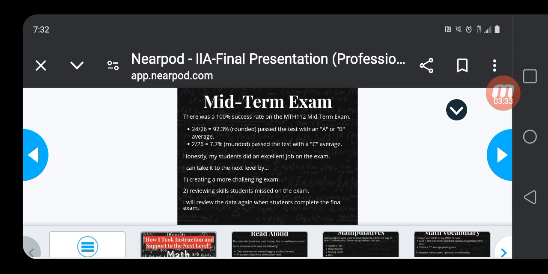On the midterm exam, I did have a 100% success rate. 92.3% passed with an A or a B. 7.7% passed with a C average. Honestly, I thought they did an excellent job. But some ways I can take it to the next level is I can create a more challenging exam, and I can review the skills that students actually miss on the exam.